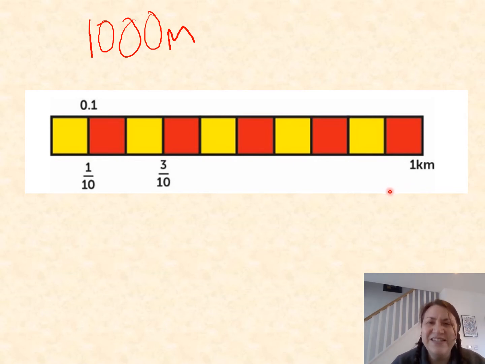So that seems like it's 10 times smaller than I need it to be, which means I need to make my jumps 10 times bigger. So rather than jumping in tens, I'm going to jump in hundreds. Let's see if that gets us there. 100, 200, 300, 400, 500, 600, 700, 800, 900, 1,000. That's better. So now I know that each of these is worth 100 meters.